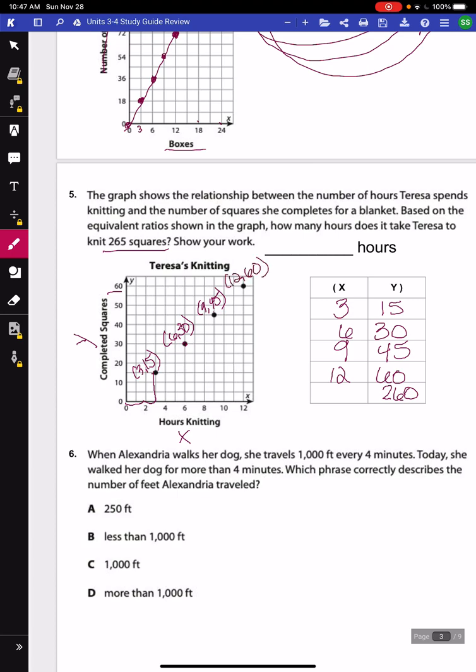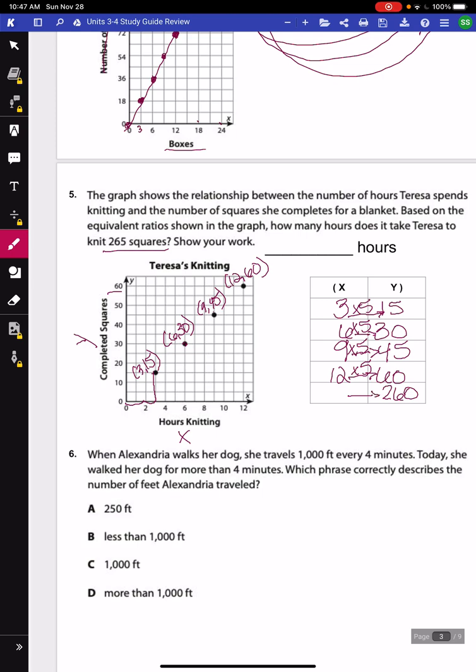Now, if you look, you can see, what do I do to 3 to get 15? Multiply by 5. What do I do to 6 to get 30? Multiply by 5. What do I do to 9 to get 45? Multiply by 5. What do I do to 12 to get 60? Multiply by 5. Well, this last one, I don't have anything to multiply by 5 to get 260.